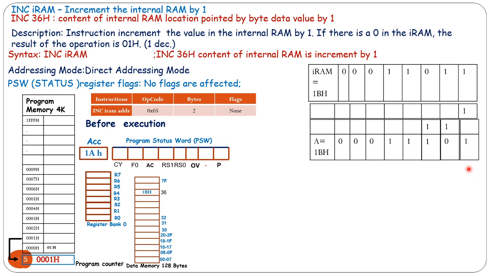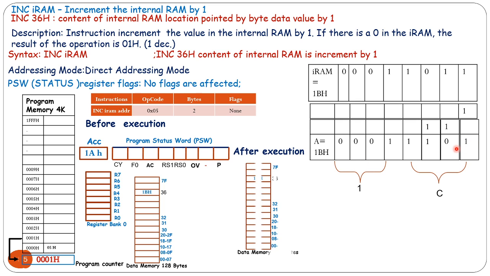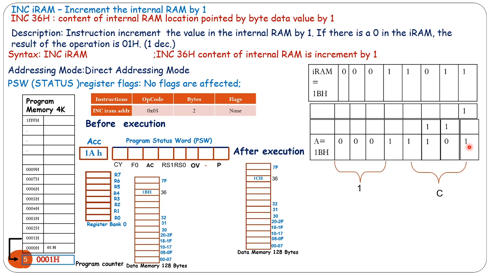So what will be the content after execution? So this is 0, 1 1 0 means C, and 1. After execution it becomes 1CH. So this is the 1CH. This content gets changed. Which content? The random access memory of 128 bytes, the content at address 36 changes when the INC 36 instruction is executed.